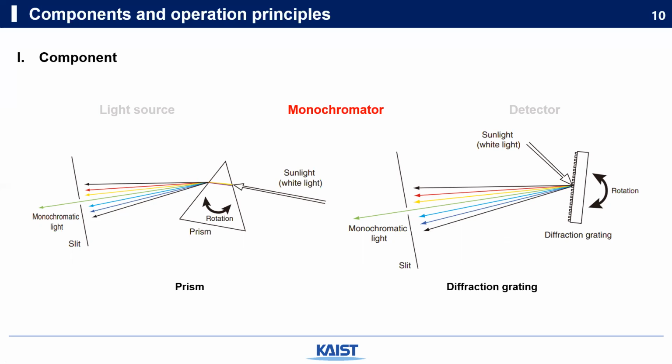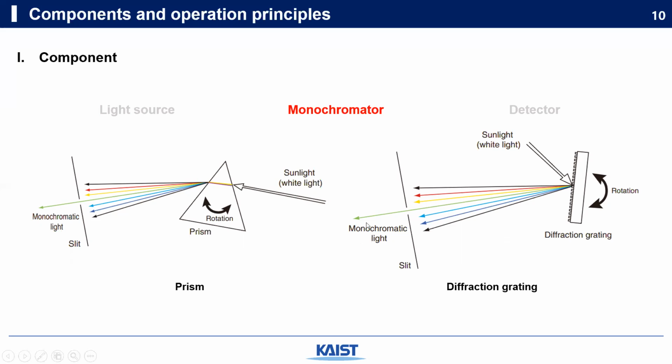The easiest monochromator to think of is a prism. The prism achieves dispersion due to the difference in the material's refractive index according to the wavelengths. At this time, the degree of refraction is determined by the material and the temperature of the prism.